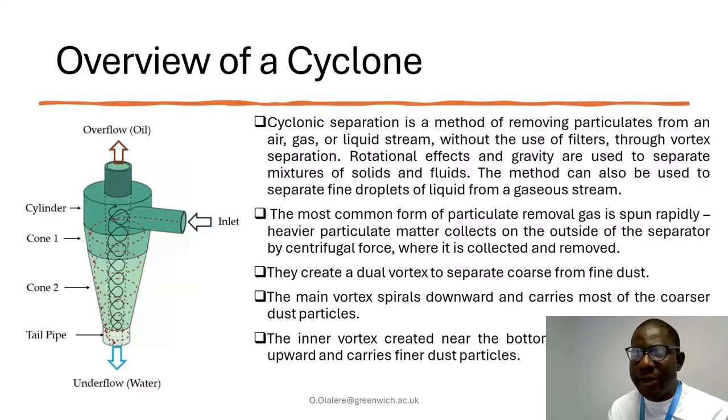They create a dual vortex to separate quartz from what? Fine dust. In most instances, when we have granular particles, maybe in sugar production, granular particles and smaller particles, we can actually use it to separate fine particles from what? From bigger particles. So the main vortex spirals downward and carries most of the quartz dust particles. So the inner vortex creates near.